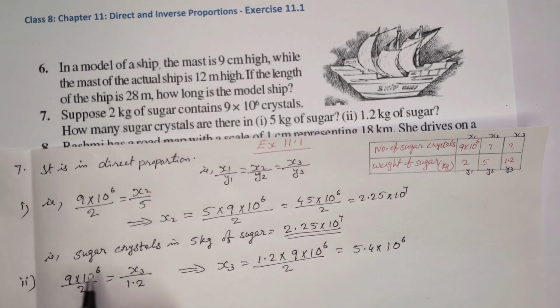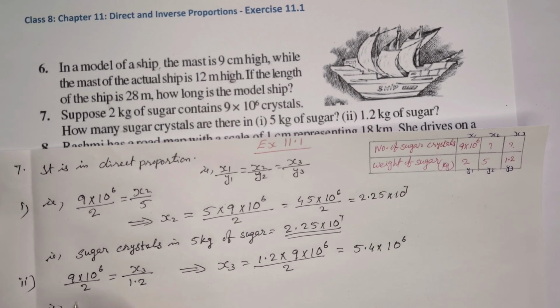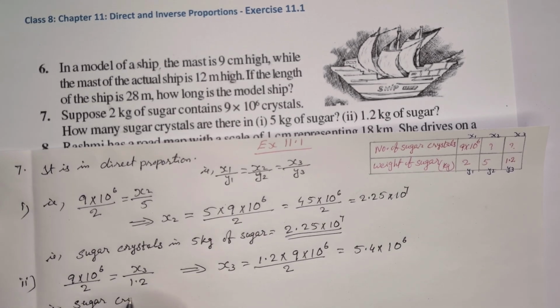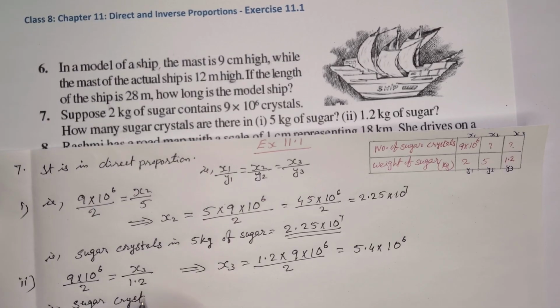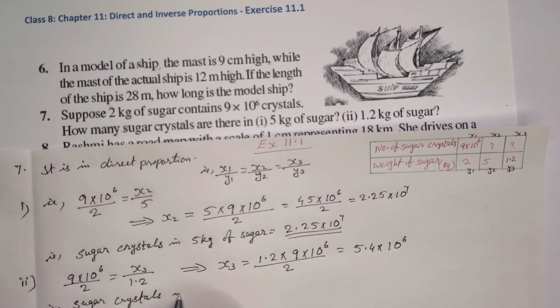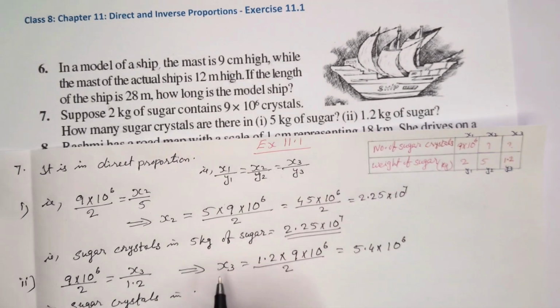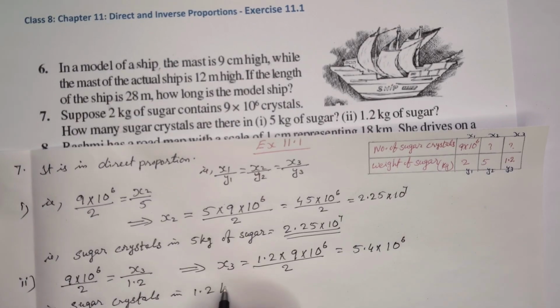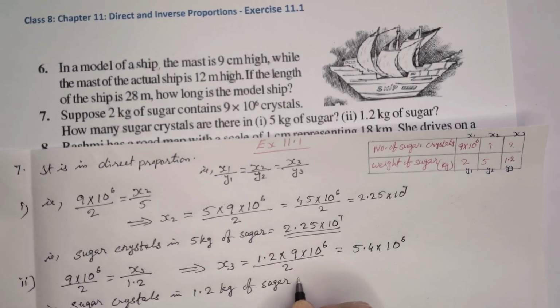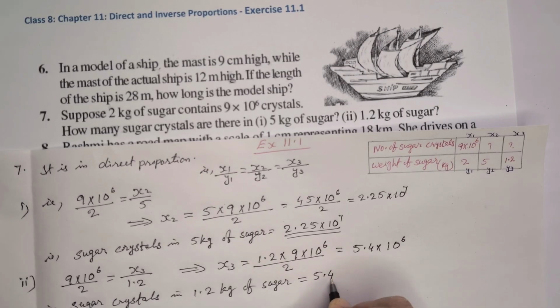So we can write sugar crystals in second part, 1.2 kilogram of sugar, is equal to 5.4 into 10 raised to 6.